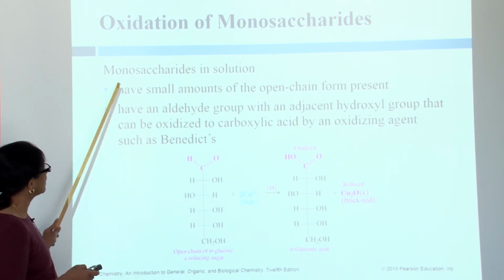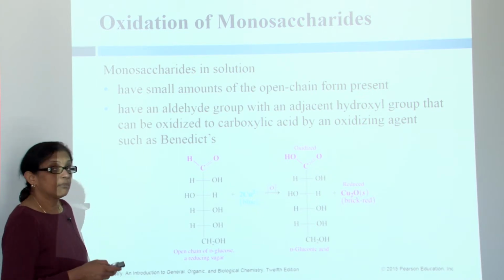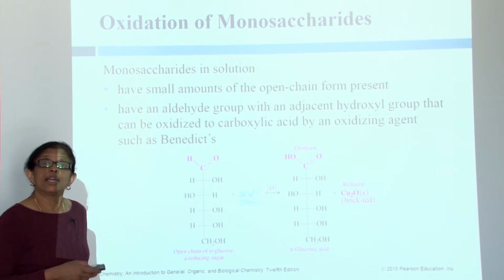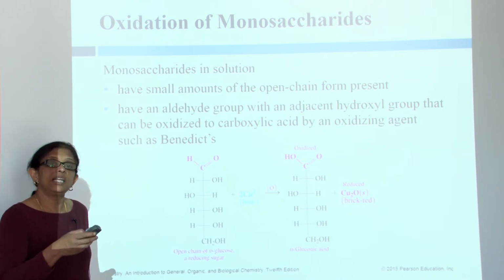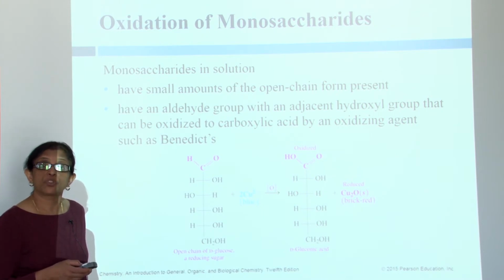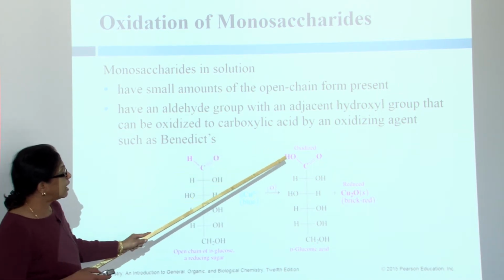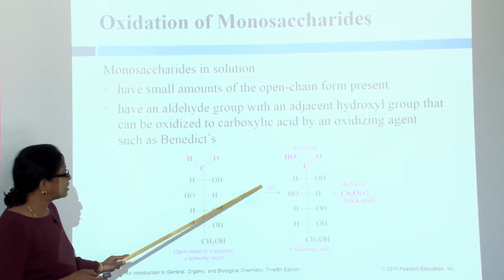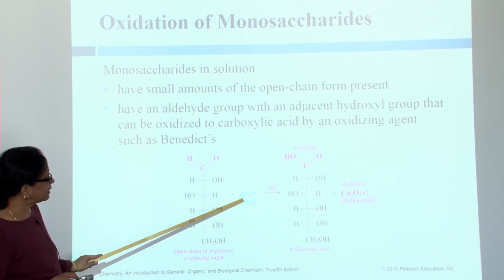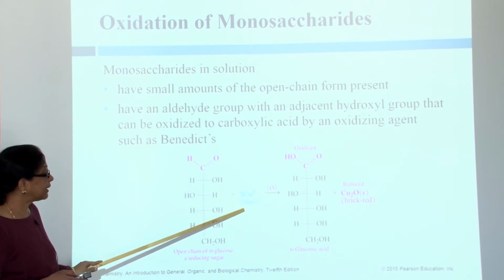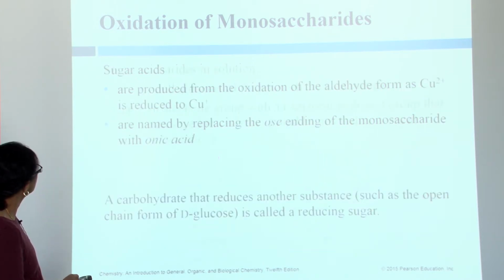Again, we said monosaccharides are mostly present in cyclic form because cyclic forms are more stable. But when you have a monosaccharide in solution, the molecule undergoes mutarotation from the alpha to the beta isomer, leaving a trace of the open chain structure, which has the aldehyde group that can be oxidized to an acid group in the presence of an oxidizing agent, Benedict's solution. And here you can see the copper ion present in Benedict solution, which helps in the oxidation of glucose.